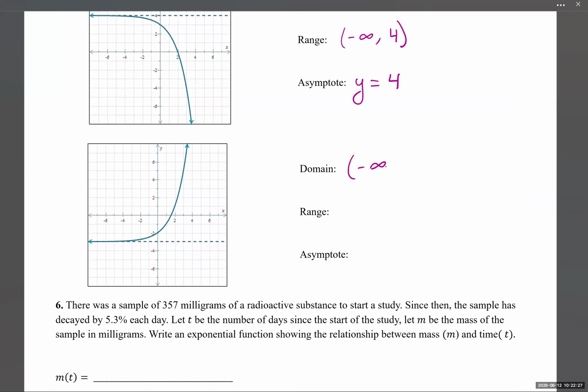Second graph, domain is still not restricted. The range, this time the graph lies above its horizontal asymptote. So the graph is above the asymptote, which means it starts at the asymptote at -3 and goes all the way to infinity. The asymptote this time is at y equals -3.